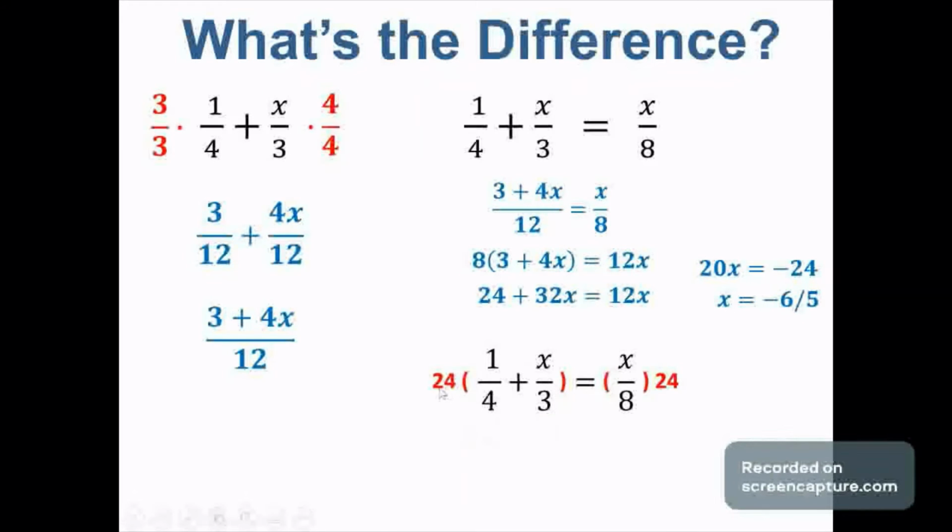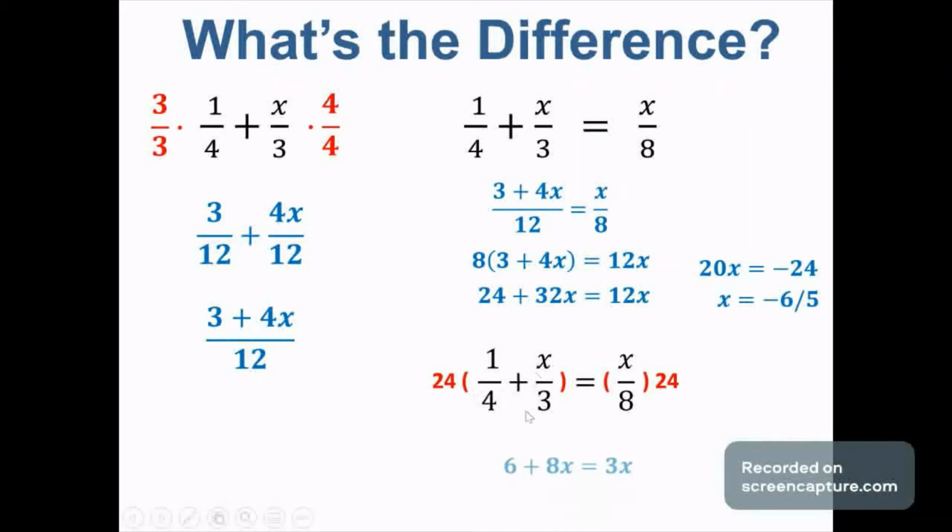Here's what happens. So this 24, you multiply by the 1/4, and basically think of that as ending up with a 24 on top of this fraction divided by 4. So what's 24 divided by 4? This will be 6. Now 24 multiplies the next fraction. So again, imagine the 24 is on top of that fraction, 3 on the bottom. 24 divided by 3 is 8.